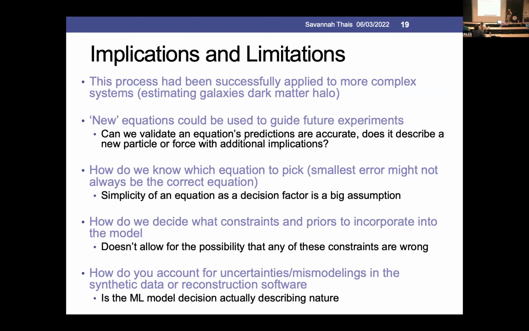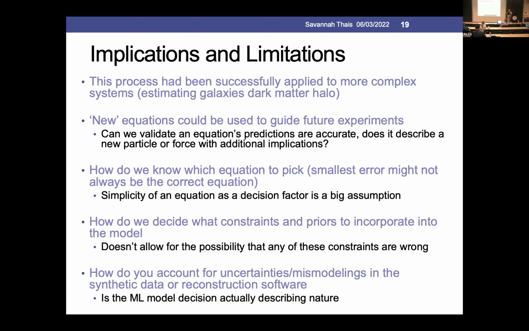But of course, like all the other examples I showed, this is not perfect. You don't know which equation to pick. If you just pick the one with the smallest error, it might not necessarily be the true description of nature. Simplicity of an equation as a decision factor is a big assumption that we make all the time in physics, but it is not guaranteed to be true, even though it works well in a lot of cases.